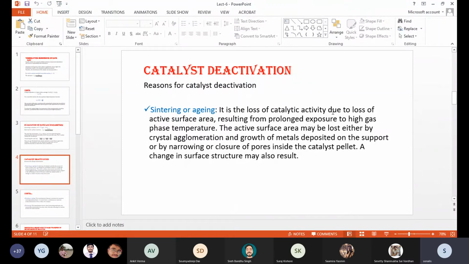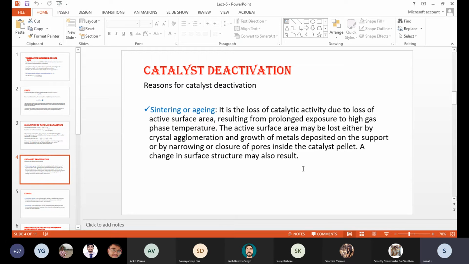It is the loss of catalytic activity due to the loss of active surface area resulting from prolonged exposure to high gas phase temperature. The active surface area may be lost by crystal agglomeration, where crystals or molecules get agglomerated and form a non-reactive part on the surface. The shape of the crystals, which are responsible for taking up the reactant molecules for adsorption, may be destroyed, or they get melted and the sites are destroyed. Another cause is growth of metals deposited on the support.